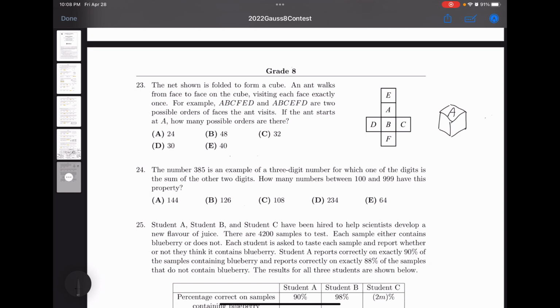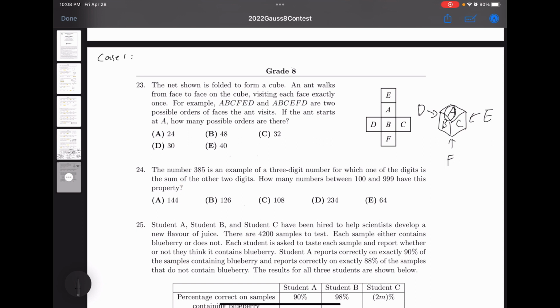If the top face is A, then this side would be B, and this is C. The bottom is F, and this side is E, and this one would be D. Right. So if the ant starts at A, then there are three possible cases.